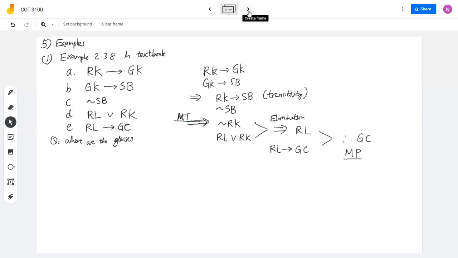Okay, this is the complete first example. Let's look at the second example. The second example is example 2.3.14 in the textbook.